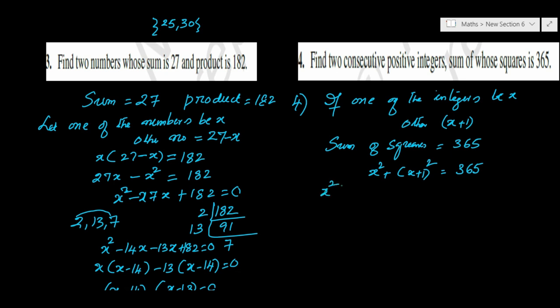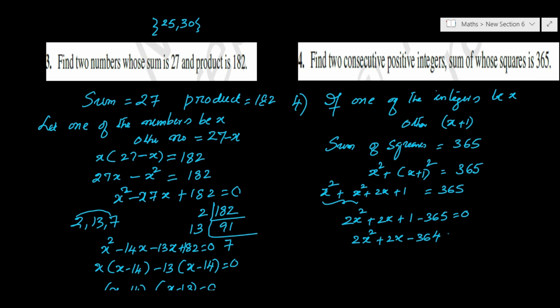Now let us solve this one. x plus 1 whole square, if you open this bracket, if you expand it, x square plus 2x plus 1, that is all equal to 365. Now x square plus x square, 2x square plus 2x plus 1 minus 365 is equal to 0, or 2x square plus 2x minus 364 is equal to 0. Now if you divide throughout by 2, x square plus x minus 182 is equal to 0.